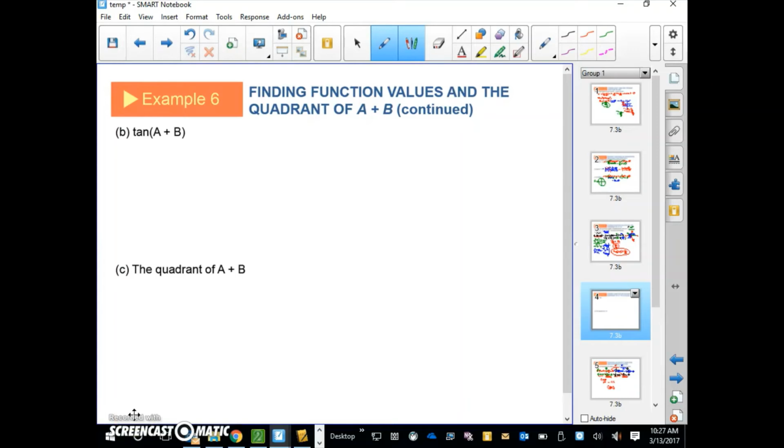Example 6b, we've got tangent of A plus B, and that forces you to look at your formula sheet. I've got the tangent sum formula, and that says tangent of the first one plus tangent of the second one over 1 minus tangent of the first one times tangent of the second one. There's my formula. So then I've got 4 holes to fill in.